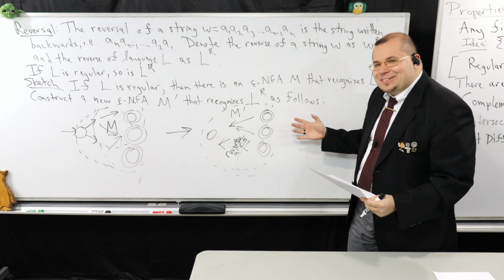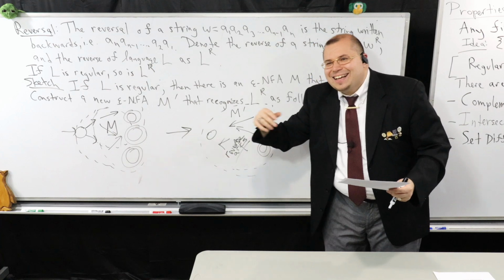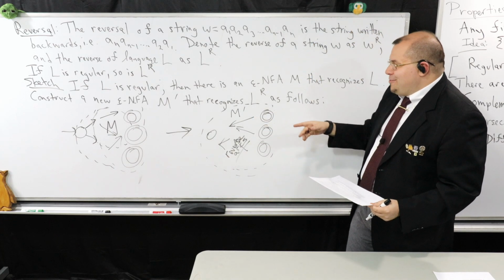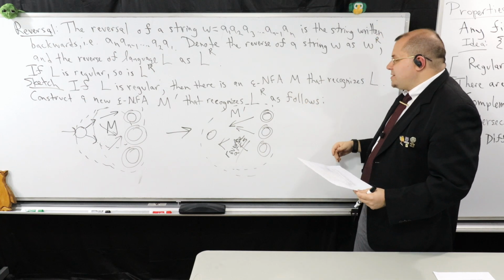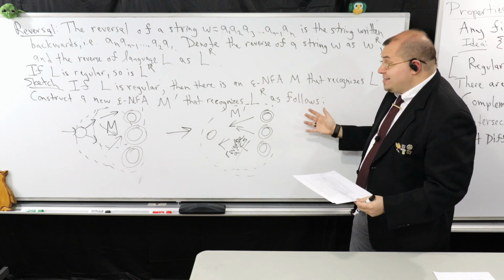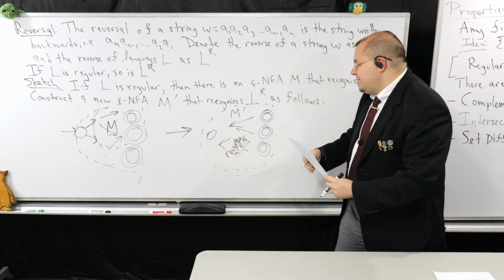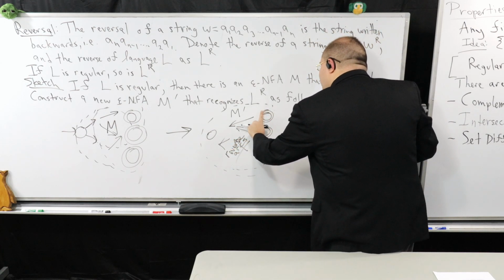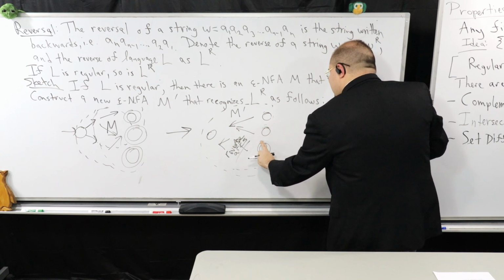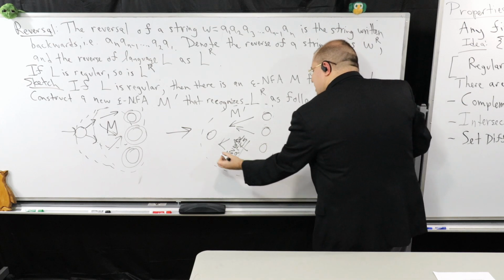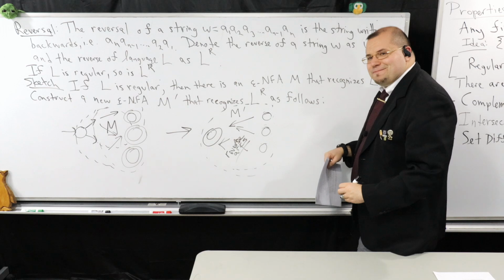I'm going to literally take M and flip everything. So instead of having a start state and going towards the final states, I'm going to start at something that gets me to these final states, and work towards the start state. So now these are not final states anymore. The old start state is now the new final state.